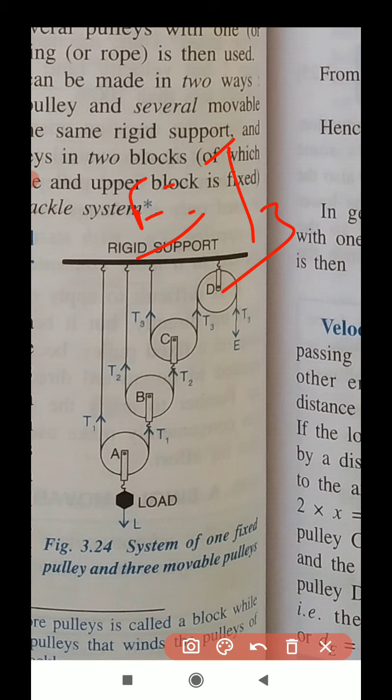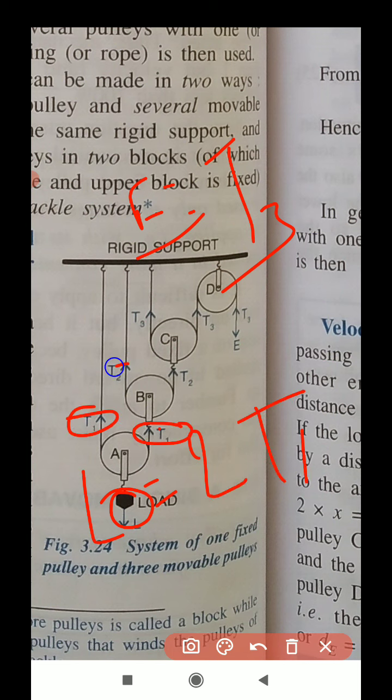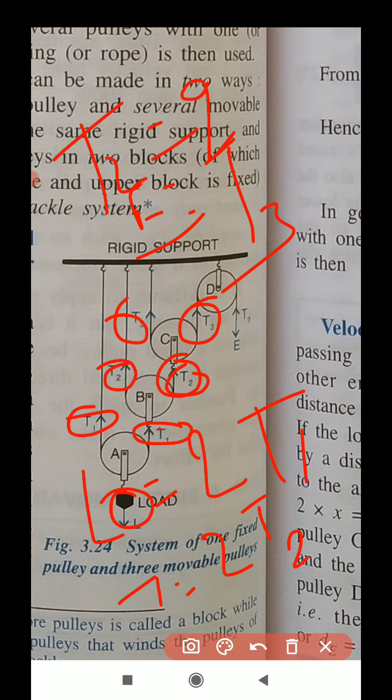Now coming to the load: the load is balanced by 2 T1, so load is equal to 2 T1. This T1 is balanced by 2 T2, so T1 is equal to 2 T2. Now T2 is balanced by 2 T3, that means T2 is equal to 2 T3.